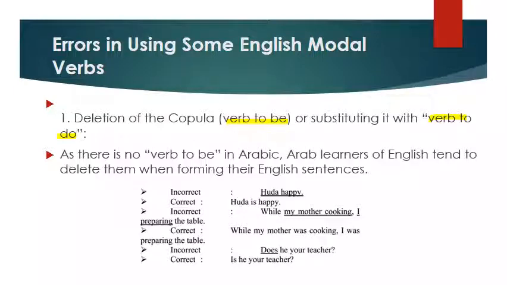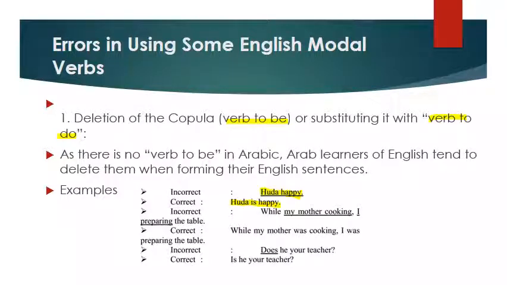As you see here, we don't have the concept of copula or linking verb in Arabic, so this is what happens. The Arab learners copy the Arabic sentence as is. Literal translation, word by word translation, which would give rise to a wrong or incorrect sentence. Hoda is happy. This is the correct version of the sentence using the copula.